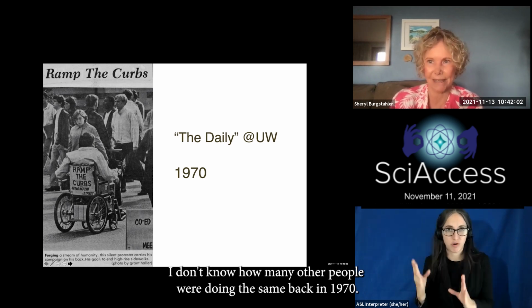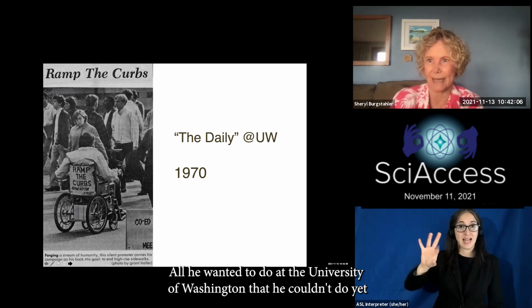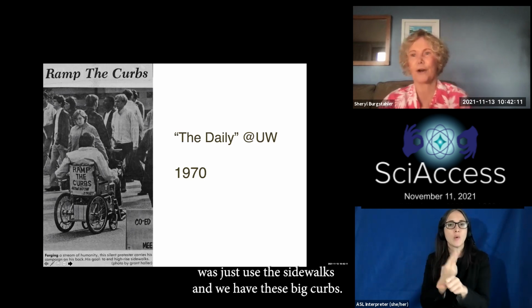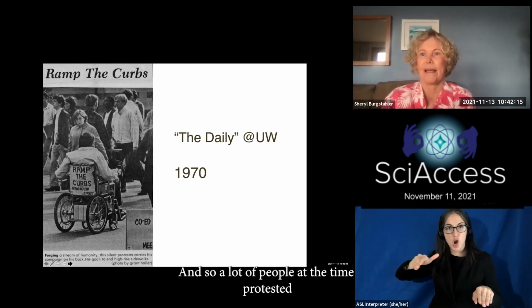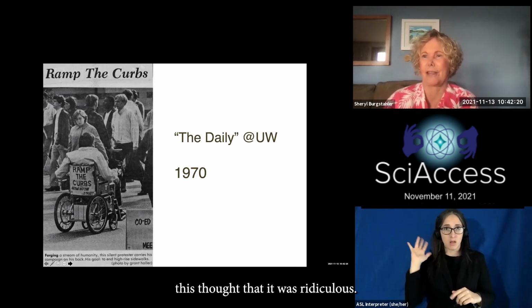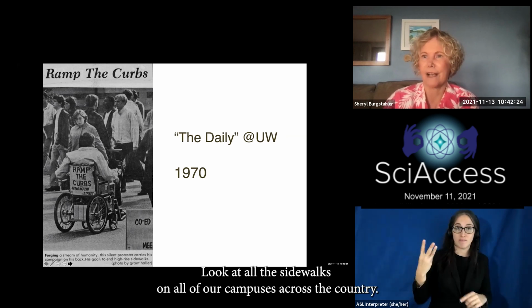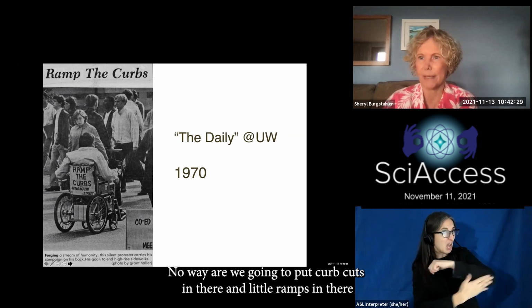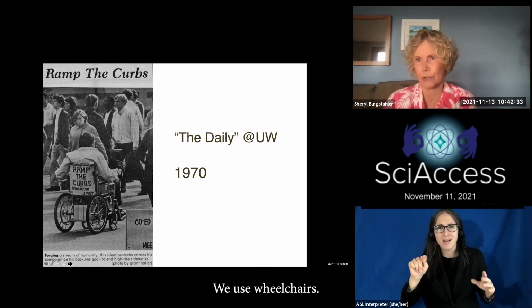Back in 1970, all he wanted to do at the University of Washington that he couldn't do yet was just use the sidewalks. And we have these big curbs and he couldn't get up on them with his wheelchair. And so a lot of people at the time protested this thought that it was ridiculous. Look at all the sidewalks at the University of Washington. Look at all the sidewalks on all of our campuses across the country. No way are we going to put curb cuts in there and little ramps in there for the few students we have who use wheelchairs.